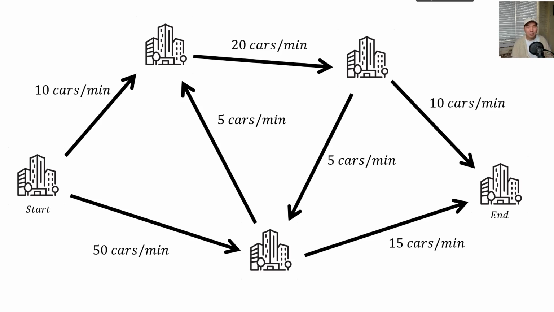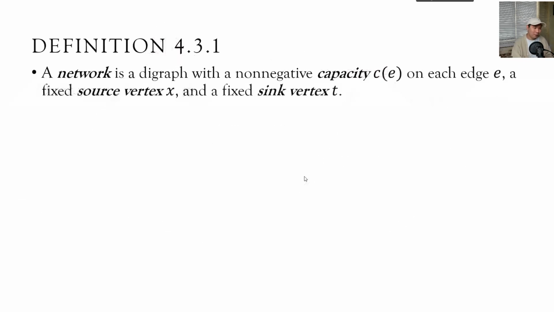But what I have here is essentially what we are going to call a network. So, our first definition for today. A network is a digraph. Remember, digraph means directed graph. My arrows have a direction. With a non-negative capacity on each edge. A fixed source vertex, here let's call it X, and actually I think I'm going to change this notation to S in a bit. And a fixed sink vertex T. Alright, so I have a source and a sink.